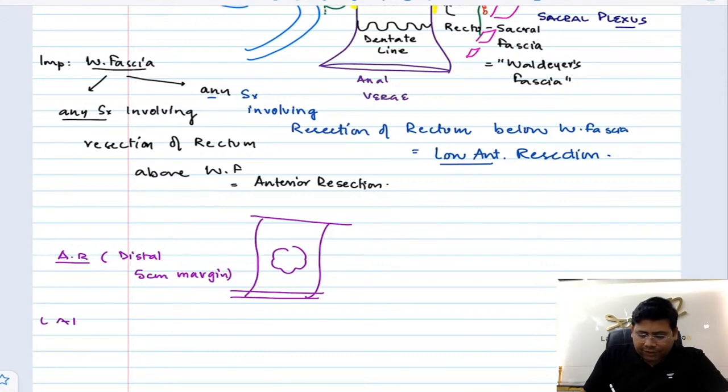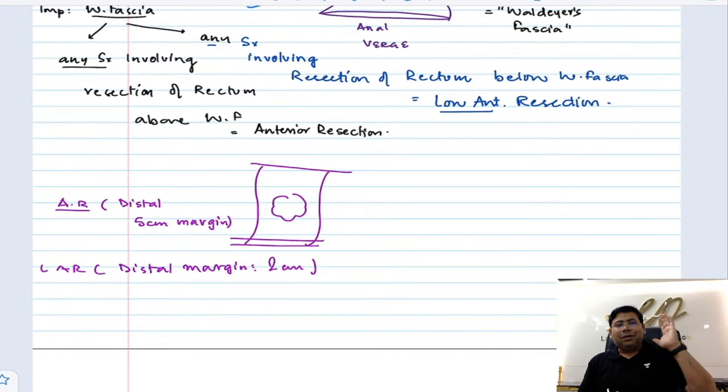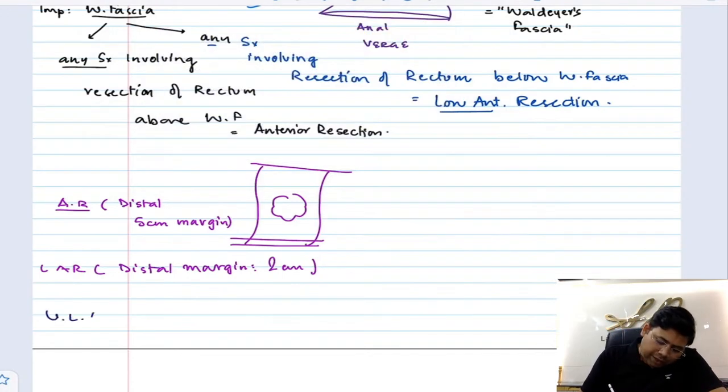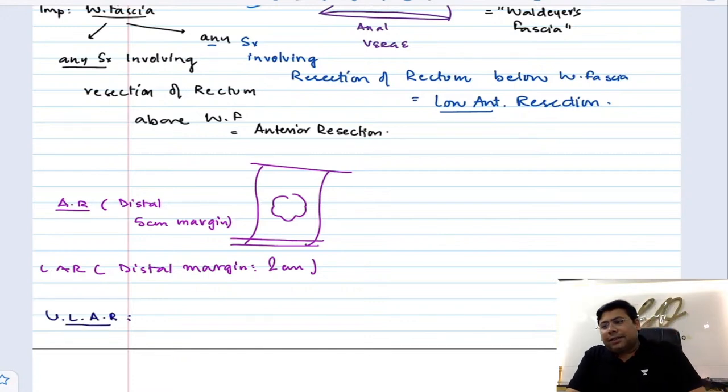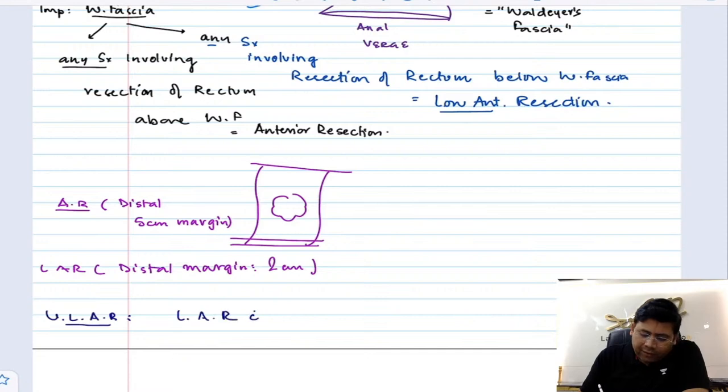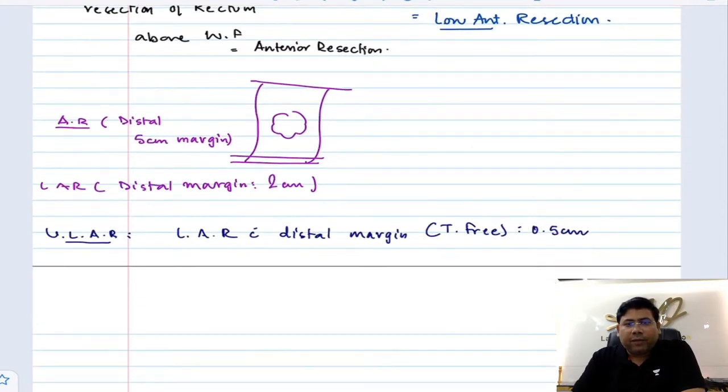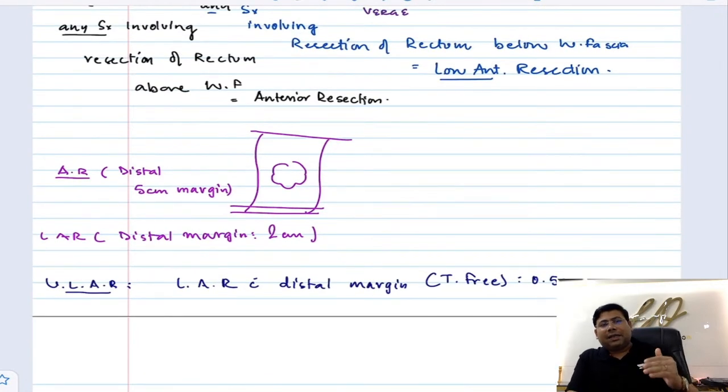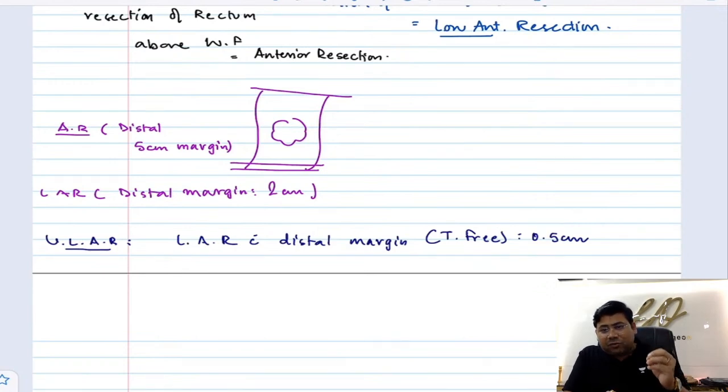But for the low anterior resection, the distal margin is not 5 cm because it's not possible to take out 5 cm. Otherwise, you will not be able to preserve the sphincter function. So it's 2 cm. Then there is something which is known as ULAR, ultra low LAR. When you talk about ultra low anterior resection, there are some patients who are desperate and requesting you, doctor, please try to save my anal canal, the route of defecation. So in that case, you compromise this margin to 0.5 cm. So what is ultra low LAR? LAR with a distal tumor-free margin of 0.5 cm, that is what is known as ultra low AR. So according to the distal margins, we are deciding AR, LAR and ultra low AR. If you cannot preserve that much margin also, APR is the strategy.